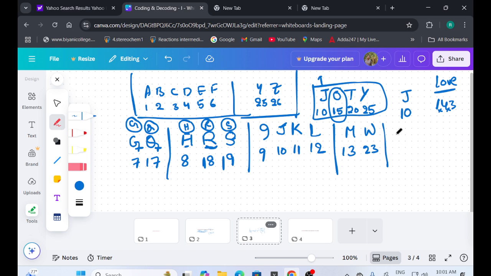Next. When is Children's Day? Children's Day is November 14. So N is 14. Now O I have already discussed. O is equal to 15.